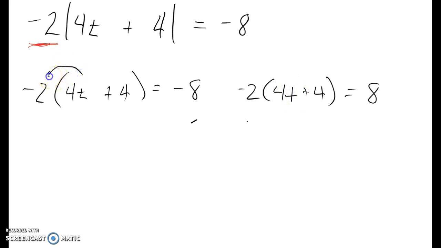So I'm going to distribute the 2. Remember, when the absolute value goes away, make sure you keep the parentheses. Negative 8t minus 8 is equal to negative 8. And I'm going to solve this, and I'm going to wind up getting that t is equal to 0.